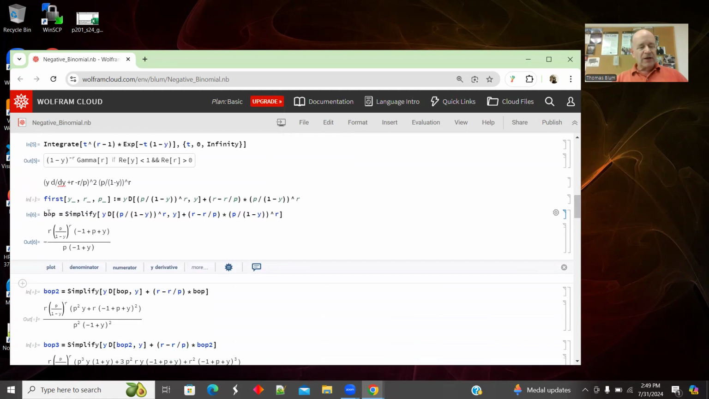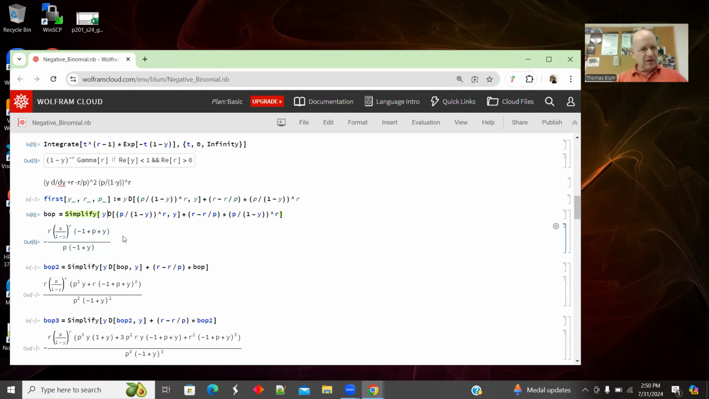So my first one here is I call BOP. That is acting on p over 1 minus y raised to the r. And here d is my derivative in Mathematica. I'm taking the derivative with respect to y and multiplying it by y, and then adding r minus r on p, and that gets multiplied by that function. So I just let Mathematica have its way, and I call that BOP. So that was a single derivative.